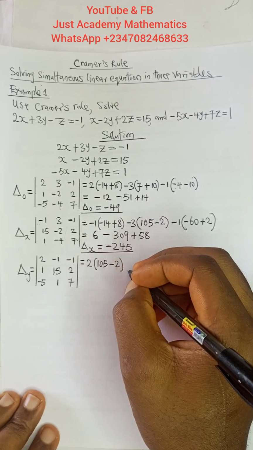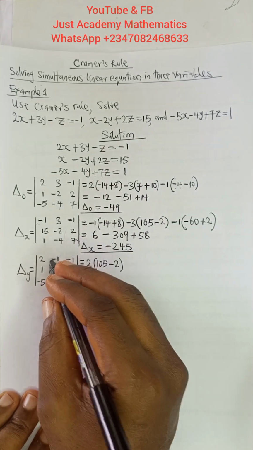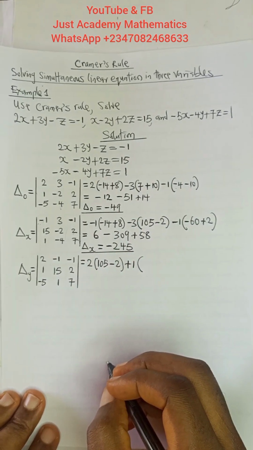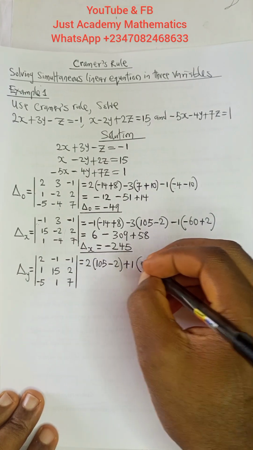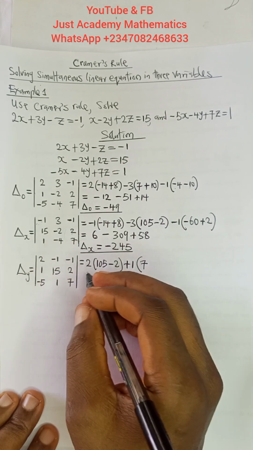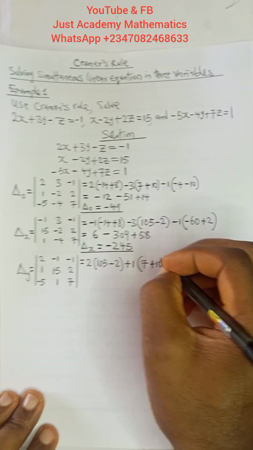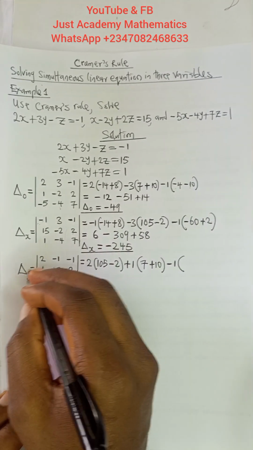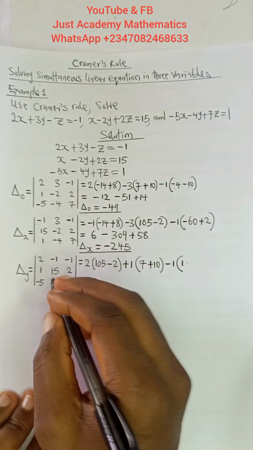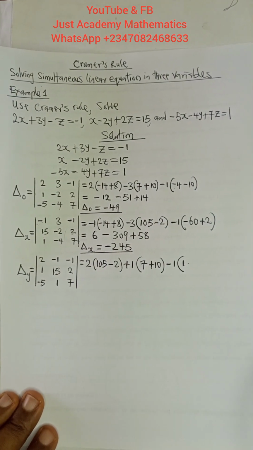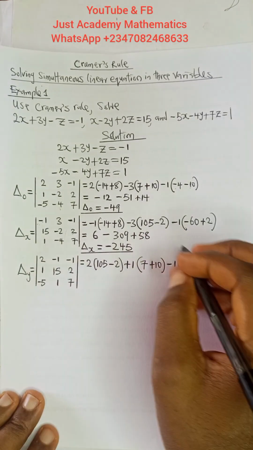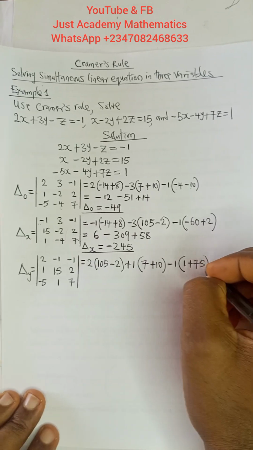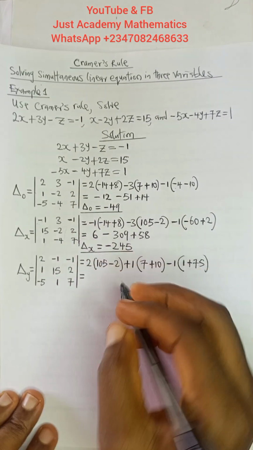Minus 2. Plus minus. Minus times minus here becomes plus. 1 times this. This is out, this is out. 7 minus times minus is plus 10. Plus minus plus. So here is -1 times this. The 5 times 15 is what? 75. Minus 75 times minus will give us plus 75. So here, what do we have?